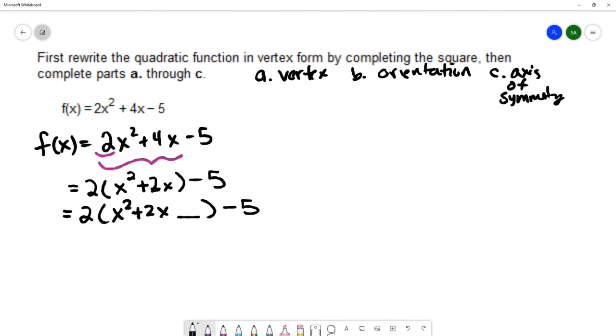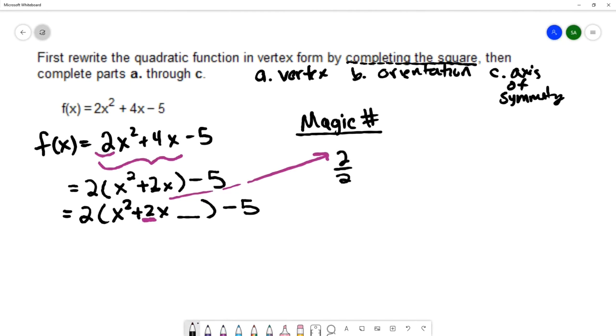So on the side over here, I'm going to calculate what I like to call the magic number. And that magic number is going to make the completing the square process work. To find that magic number, you start with the coefficient on the x. So you start with that 2. You cut it in half and square it. 2 over 2 is 1. 1 squared is 1. So the magic number for this is 1.